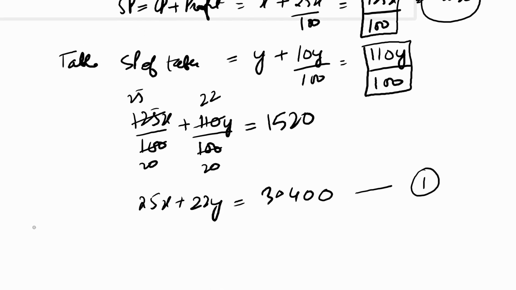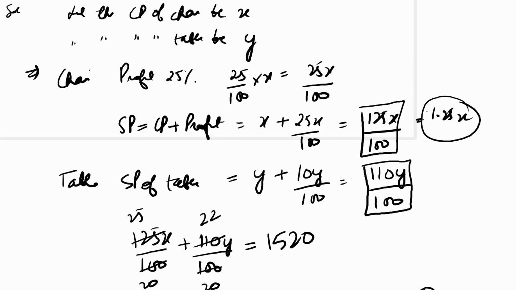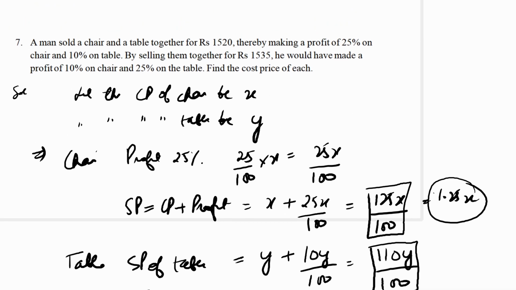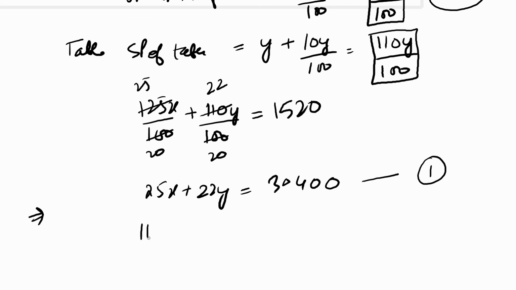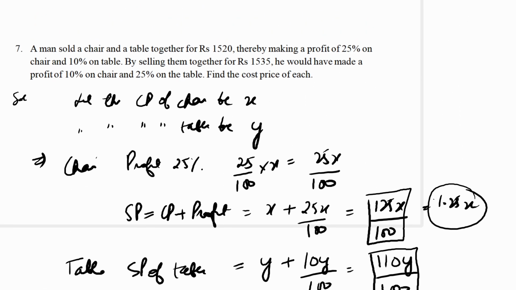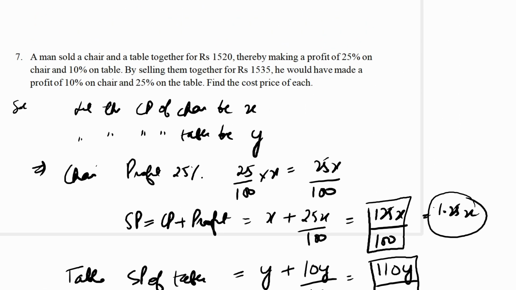Now in case 2, he would make a profit of 10% on chair and 25% on table. I will not show you the whole working again, I think I will do it directly this time. So if he makes 10% on chair, it will be 110x upon 100 plus 125y upon 100. And how much money will he make this time? This time he will make 1535.